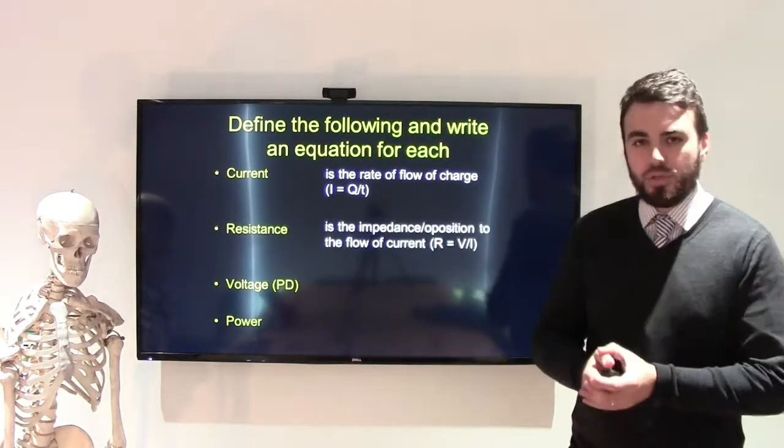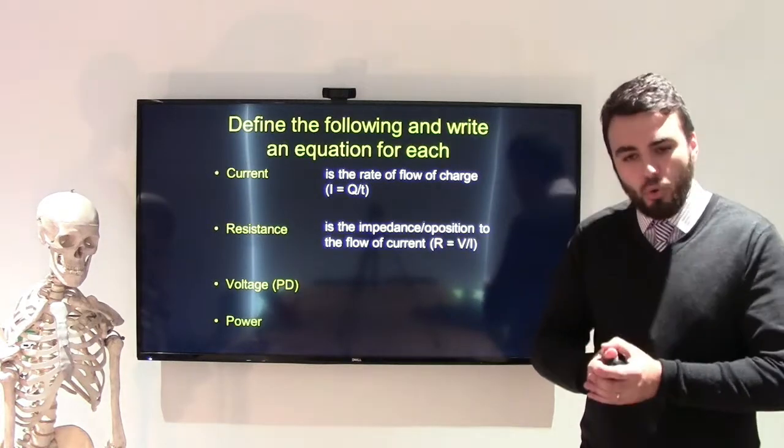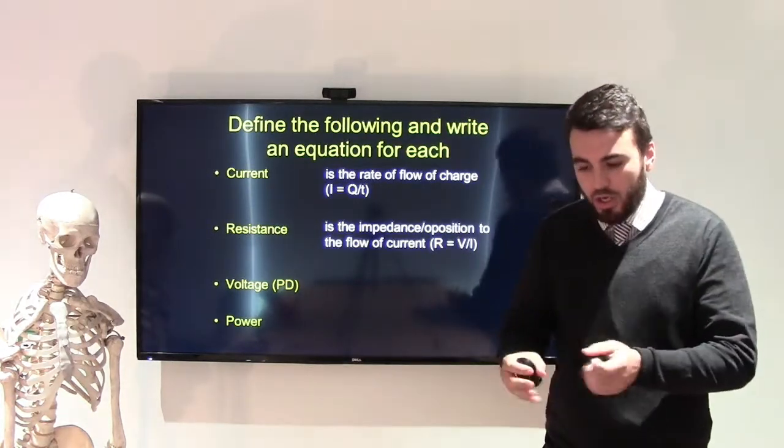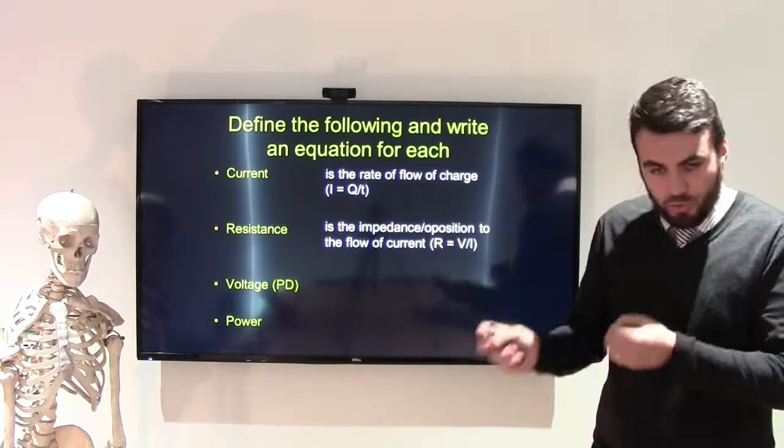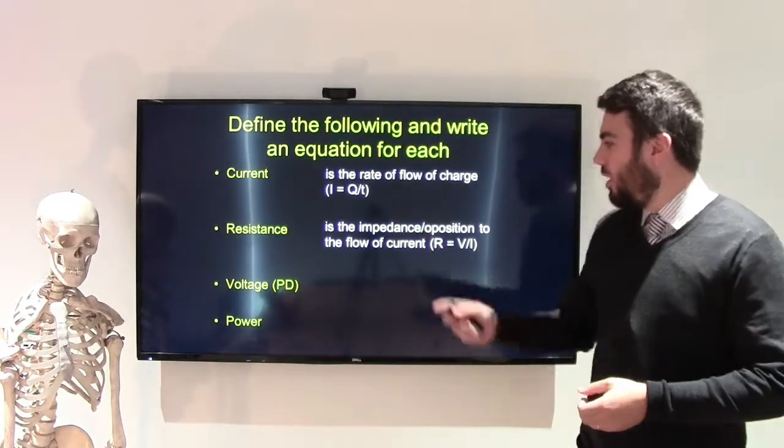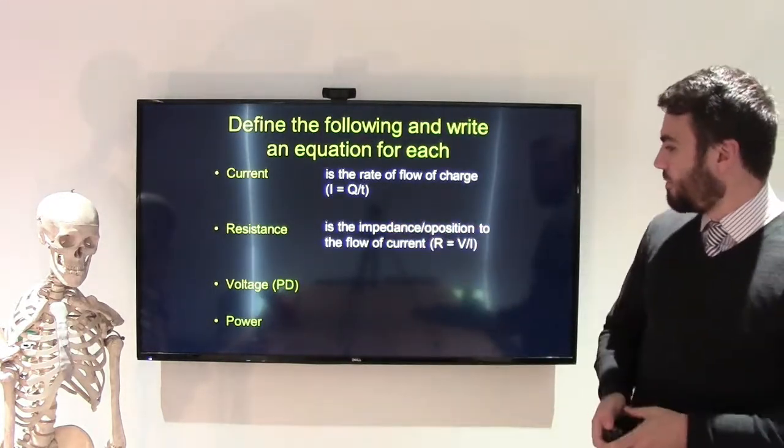Resistance is what opposes the flow of charge. So the more resistance, the more opposition, so the harder it is for those electrons, those coulombs of electrons, to go through. The bigger the resistance, the smaller the current.